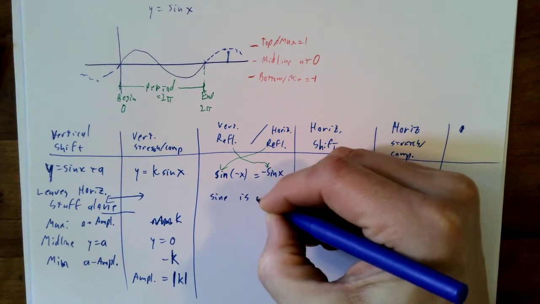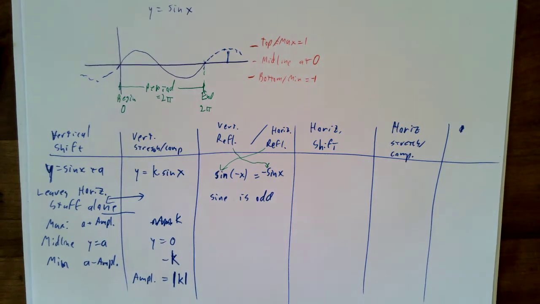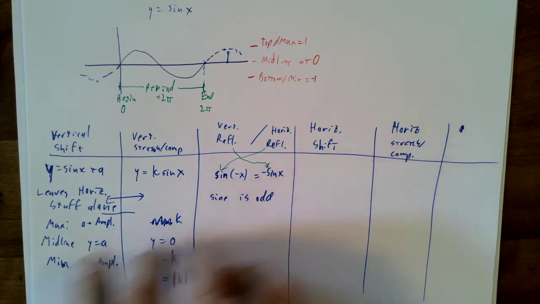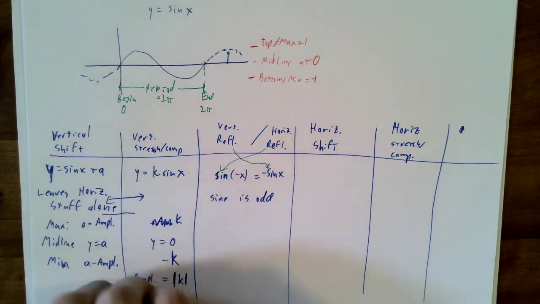Sine is odd. So doing a vertical reflection is the same as doing a horizontal reflection. It's going to flip it over. Easiest way to think of it is flipping it over vertically. Same kind of reflection. All of this stuff is the same with cosine.